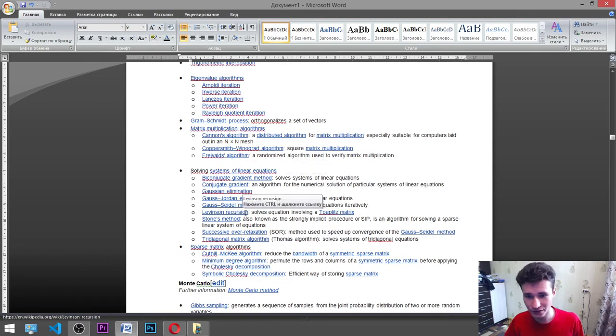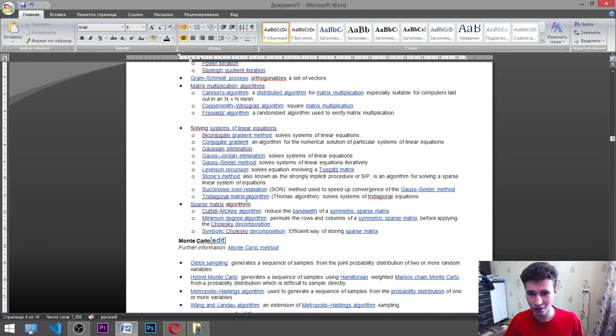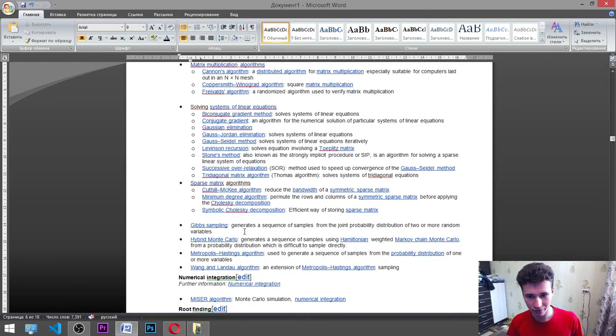Linear equations, Levinson, Gauss, a lot of Gauss, yes, tridiagonal, conjugate gradient method, sparse matrix, need to learn more about them, need to be more aware about them.